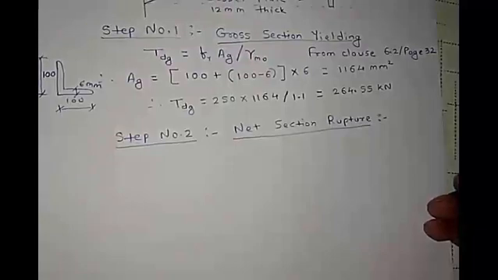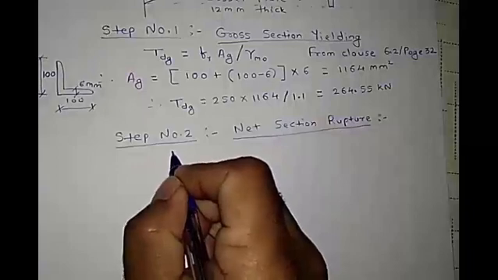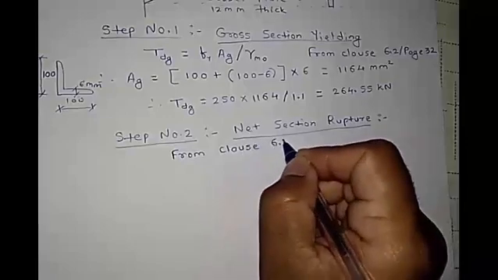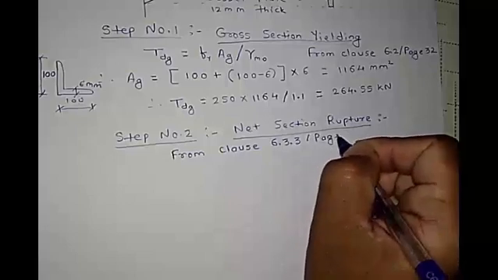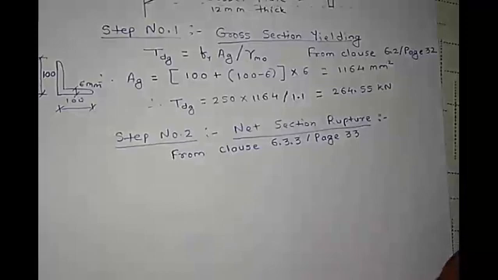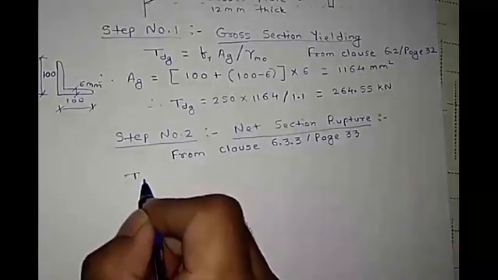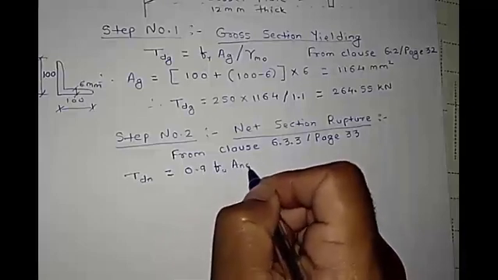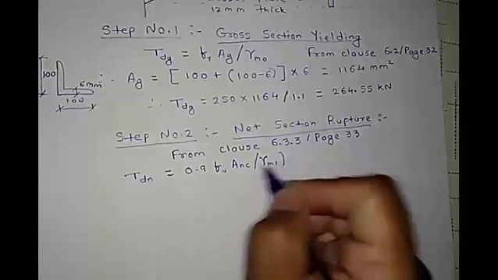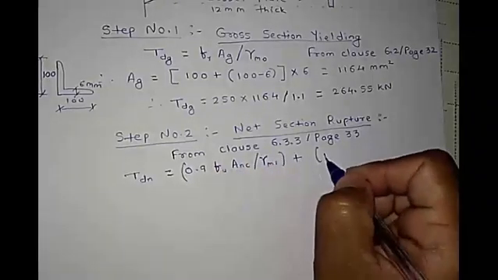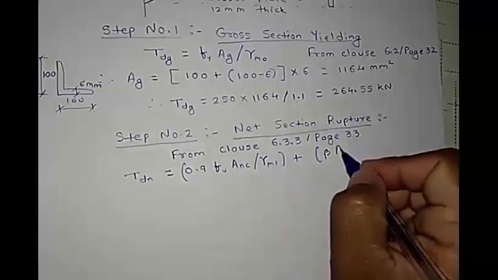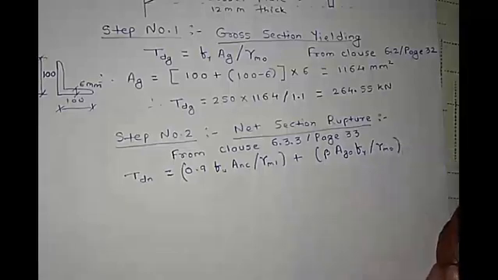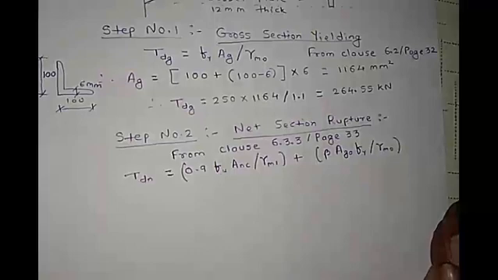So we'll write down a formula. This again you can write down, this is from clause 6.3.3. So TDN equals to 0.9 FU ANC by gamma M1 plus beta AGO Fy by gamma MO. So that's the formula, and we need to calculate step by step.